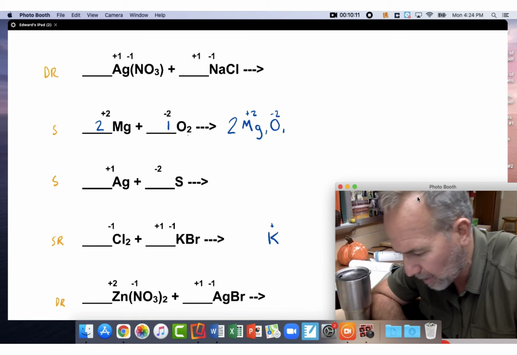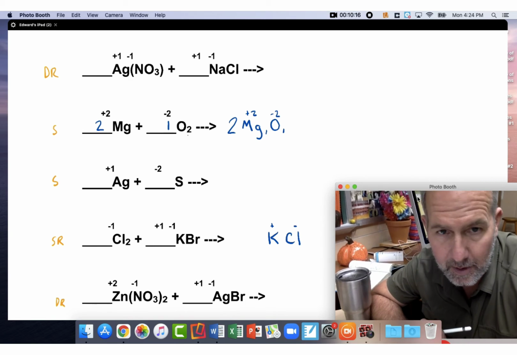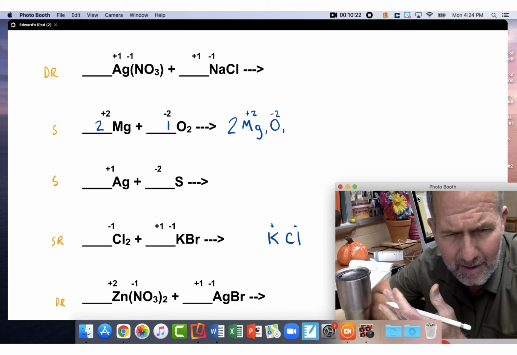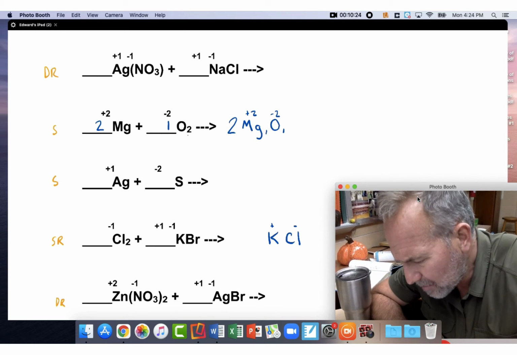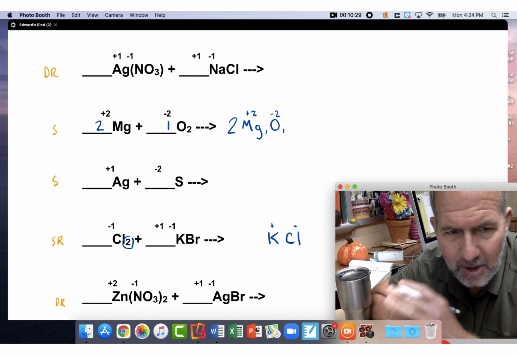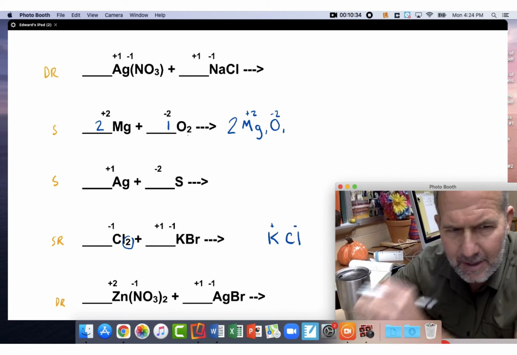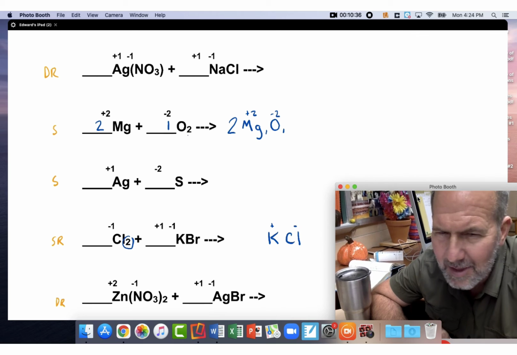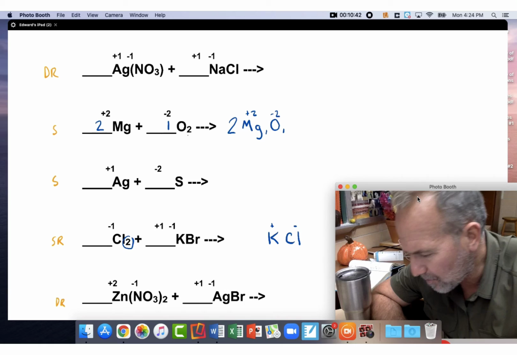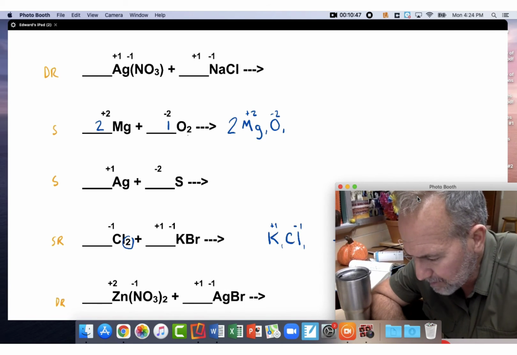K plus 1 hooks up with Cl minus 1. Does that need subscripts? 1 and 1? No. Right? So don't bring that 2 across that line. That 2 is there because Cl is diatomic. Diatomic is only when they're by themselves. It's got a new partner. It's with K, or K is with Cl now. That subscript comes from this 1 and this 1. They're 1 and 1. Plus Br.